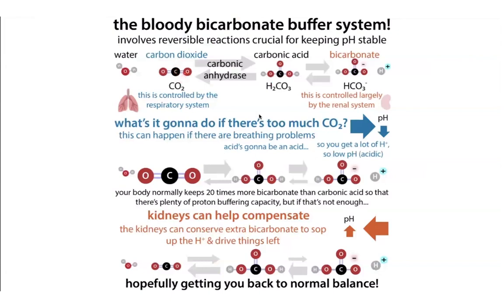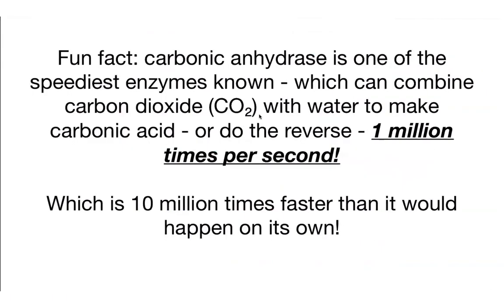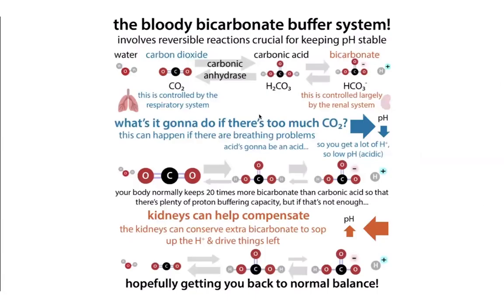This carbon dioxide is then going to react with the water with the help of this super cool enzyme called carbonic anhydrase. That carbon dioxide is going to react with the water to form carbonic acid and bicarbonate. And so, fun fact, carbonic anhydrase is one of the speediest enzymes known. It can combine CO2 with water to make carbonic acid, or do the reverse, 1 million times per second, which is 10 million times faster than it would happen on its own. So I hope this gets you excited about our upcoming section on enzymes, because this is just one of the coolest ones. But anyway, the significance of this is that when that carbonic acid deprotonates, it releases protons. And when we have more protons, well, now we lower the pH.